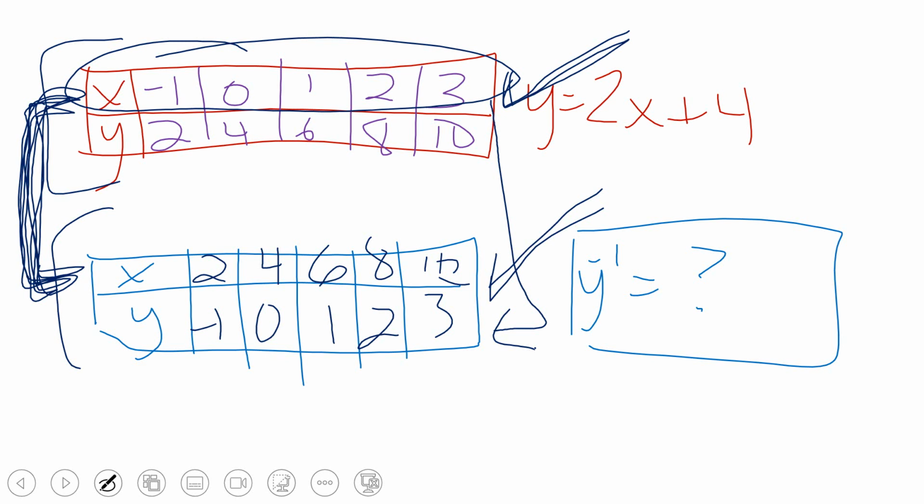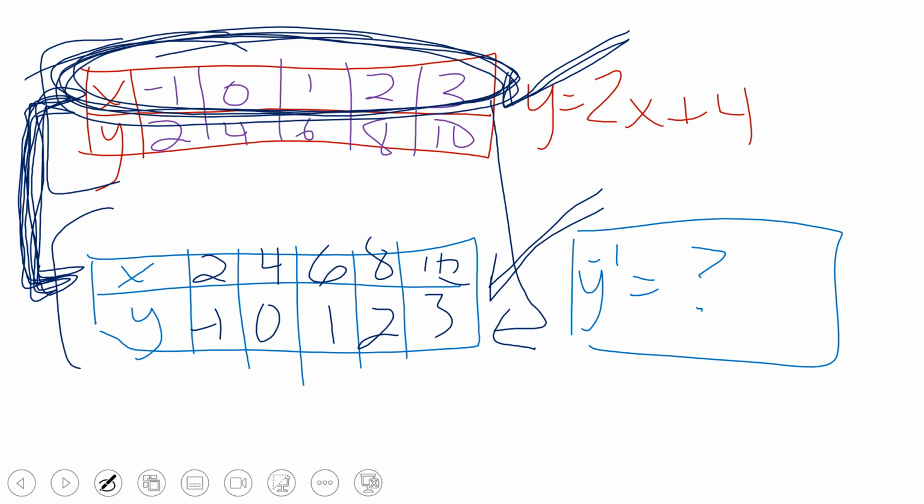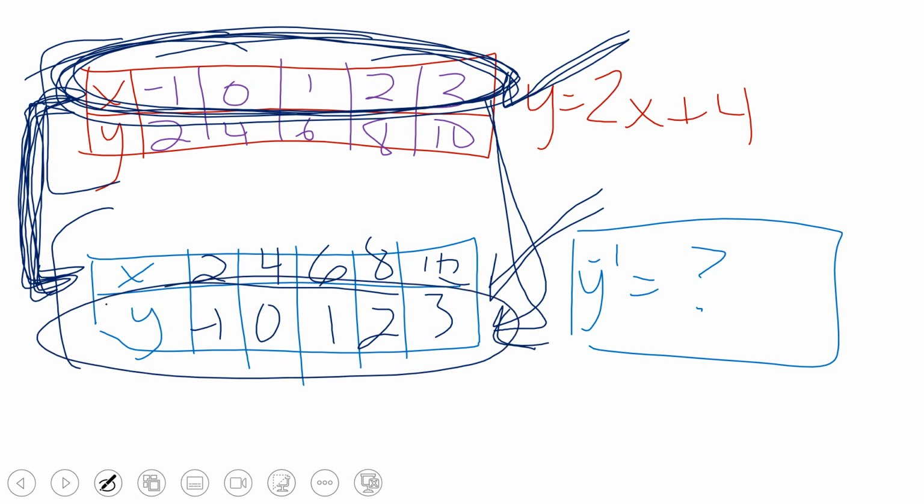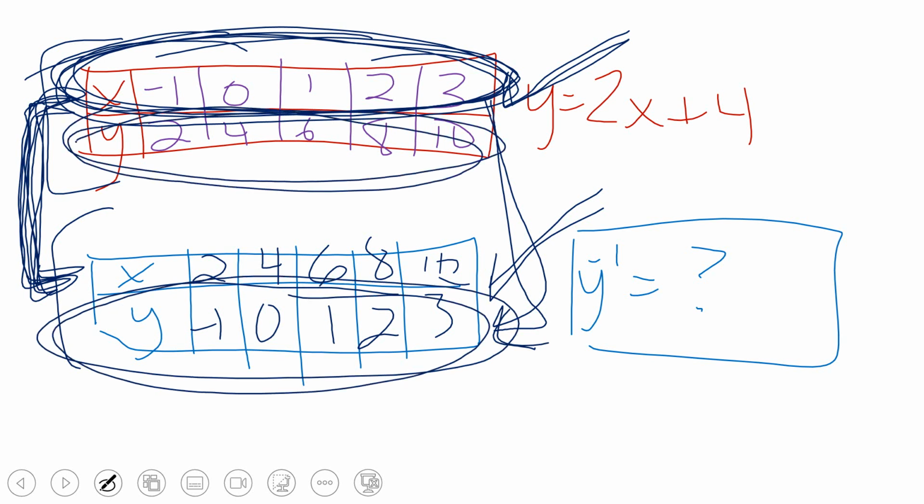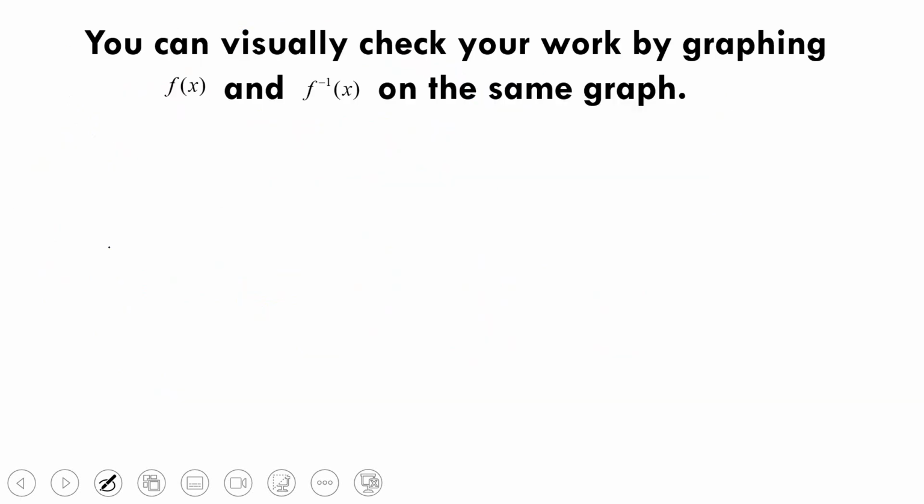You could say the inputs and the outputs are opposite with the function and its inverse, but what we're really looking for is this. The inputs of the original function become the outputs of the inverse. The outputs of the original function become the inputs of the inverse. Or instead of input and output, you may say domain and range. Now, what does this look like on a graph?